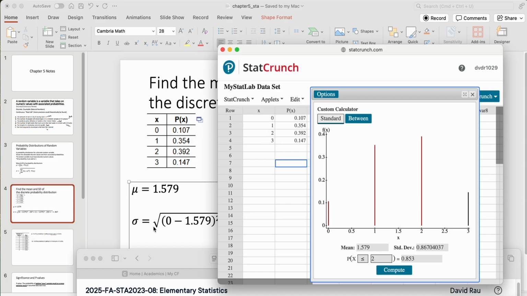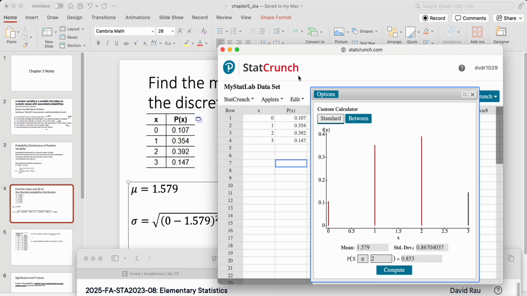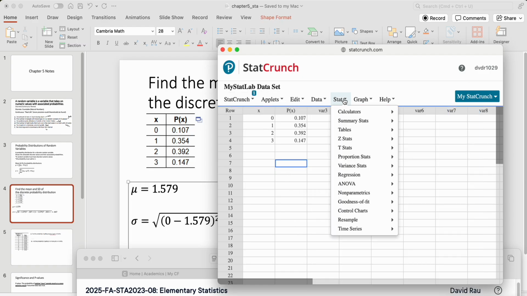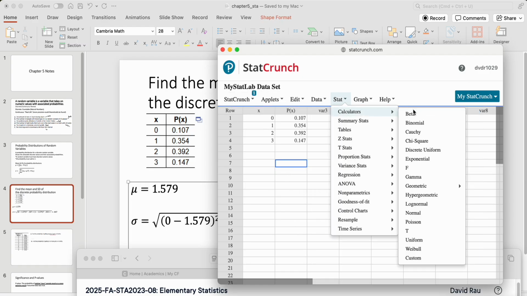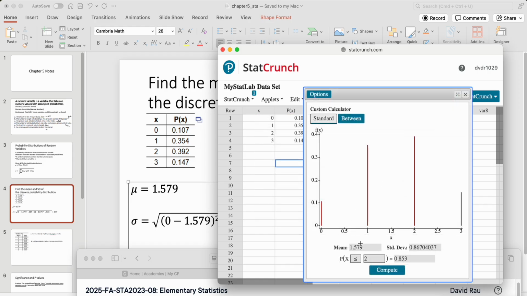I think it's worth your time to try typing in the whole formula and see if you can do it, and then appreciate StatCrunch that you can again go to, where was it? It was in Stat Calculators, and you're going to the bottom to Custom, because again, this is not the normal distribution. It's not the binomial that we're about to learn about. It's its own special one because it's its own discrete random variable. Your values are your x's. Your weights are their probabilities, how likely they are to occur. And again, there's your mean and standard deviation for free.